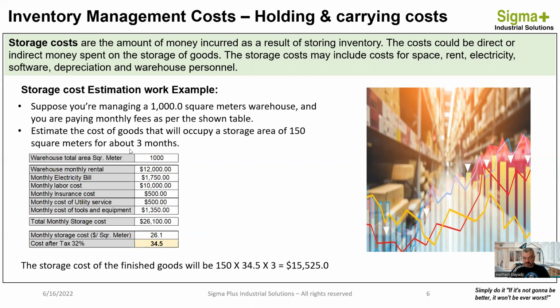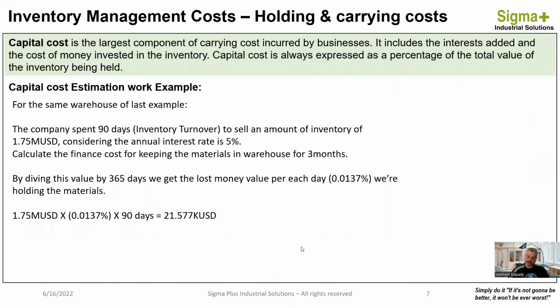Okay, so if we want to estimate the cost of the goods that will occupy a storage area of 150 square meters for about 3 months, I will simply multiply the 150 square meters with the 34.5 for 3 months, which will be equal to $15,525.